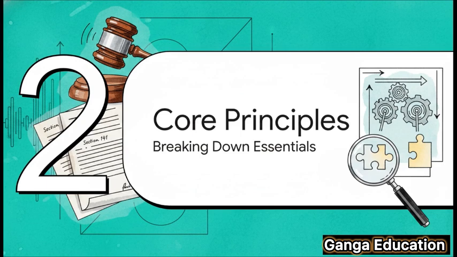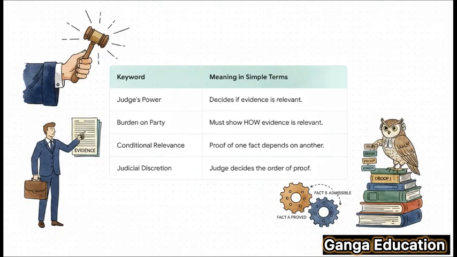Now let's dive deeper and break down its core principles, so every essential component becomes crystal clear to you. You can see 4 key terms in this table. The first one is judge's power. This is the supreme authority of the judge to decide what's relevant and what's not. Second, burden on party. This means it's the duty of the lawyer presenting the evidence to convince the court how it's relevant. Third is conditional relevance. This is interesting. It means some evidence can only be admitted after another related fact is proven first. And fourth, judicial discretion. The judge has the power to decide the order in which facts need to be proven.